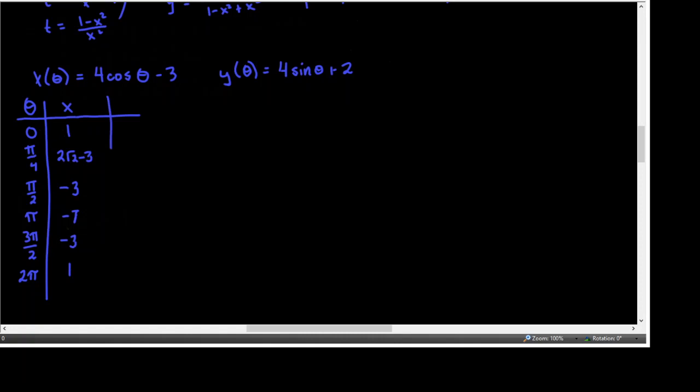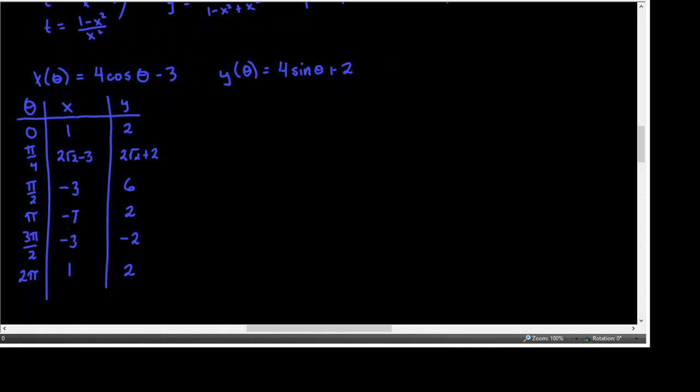Okay, now let's do y values. Sine of 0 is 0. 4 times 0 plus 2 is 2. Sine of pi over 4 is square root of 2 over 2 times 4, which is 2 square roots of 2, plus 2. Sine of pi over 2 is 1, so that's going to be 6. Sine of pi is 0, so that'll be 2. Sine of 3 pi over 2 is negative 1, so that will be negative 2. And sine of 2 pi is 0, so that'll be 2.